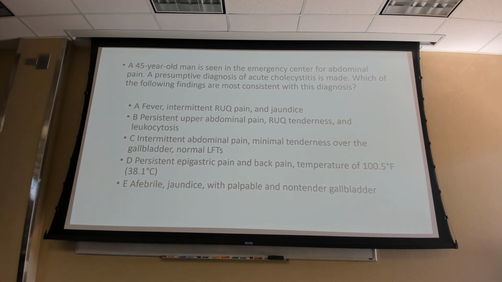So yeah, B is going to be the correct answer on this one. We've got the persistent upper abdominal pain, right upper quadrant tenderness, leukocytosis. What do we call C? Biliary colic, symptomatic cholelithiasis. Good. What do we see a palpable non-tender gallbladder with? You guys remember what that's called? Yeah, Courvoisier's sign. Good. And that's typically from some sort of malignant obstruction of the biliary tree.